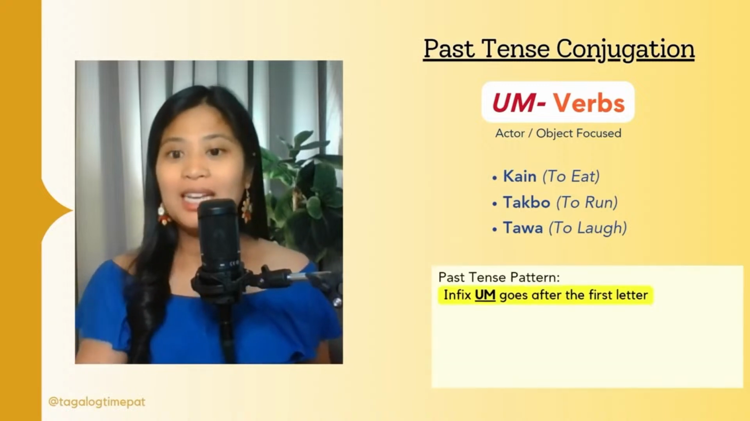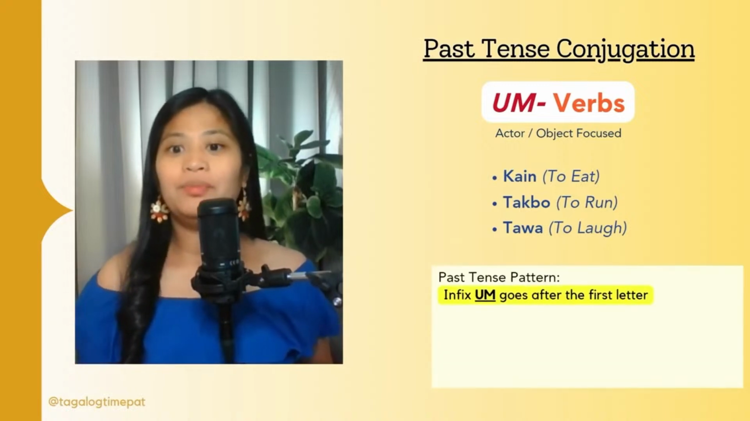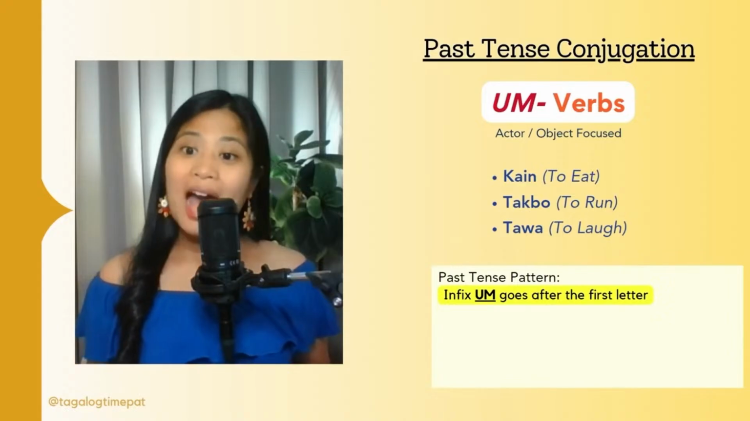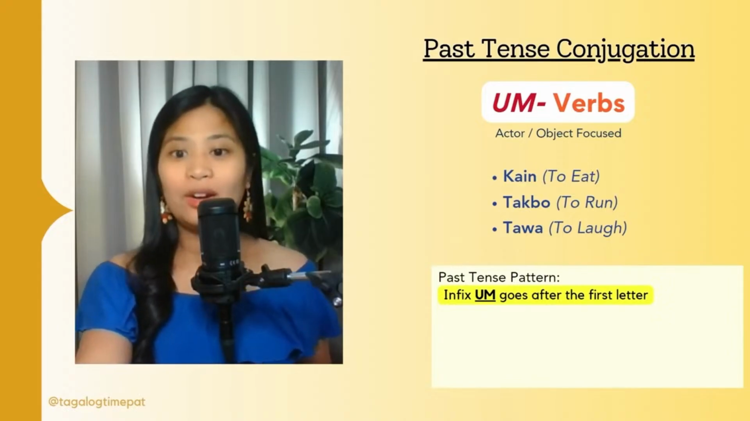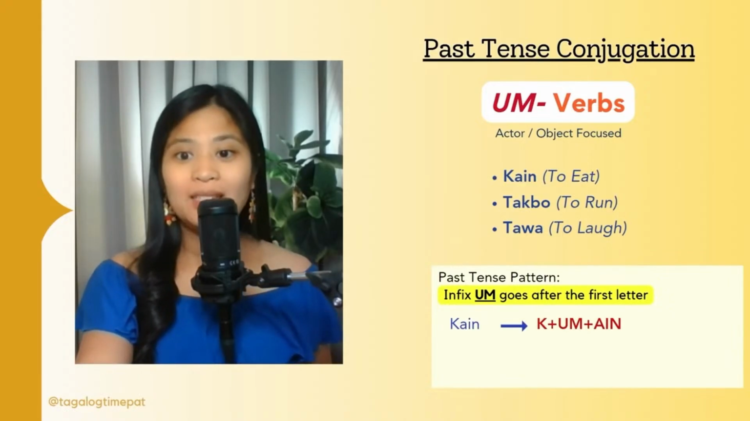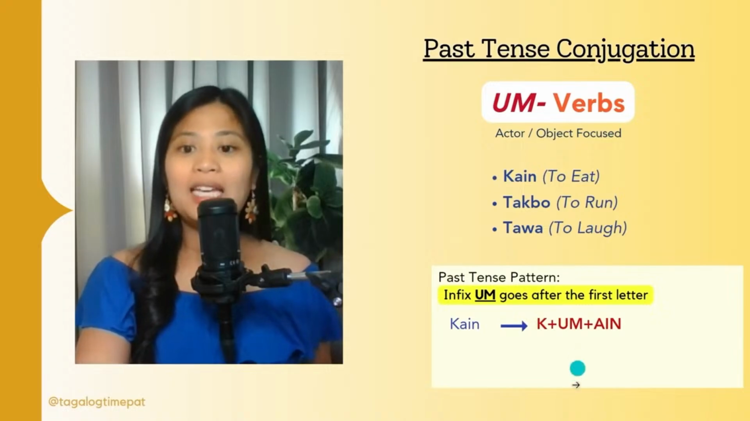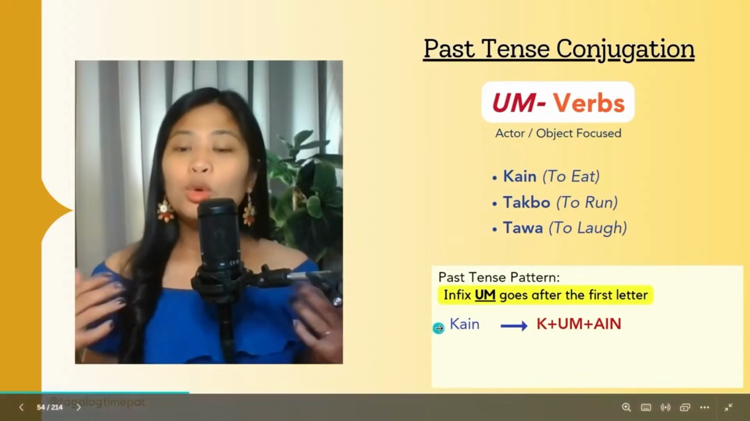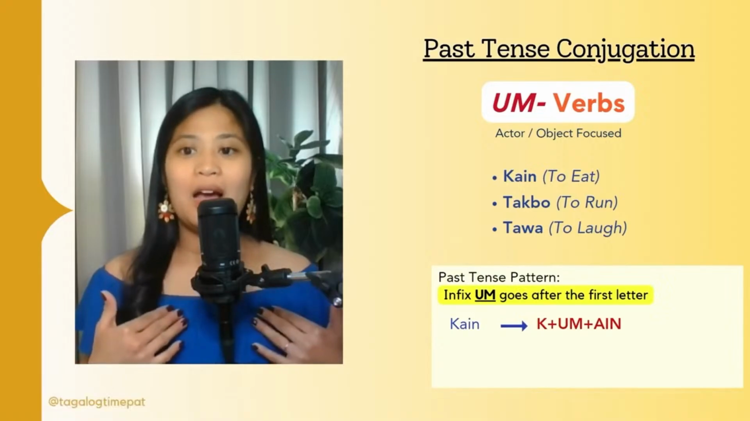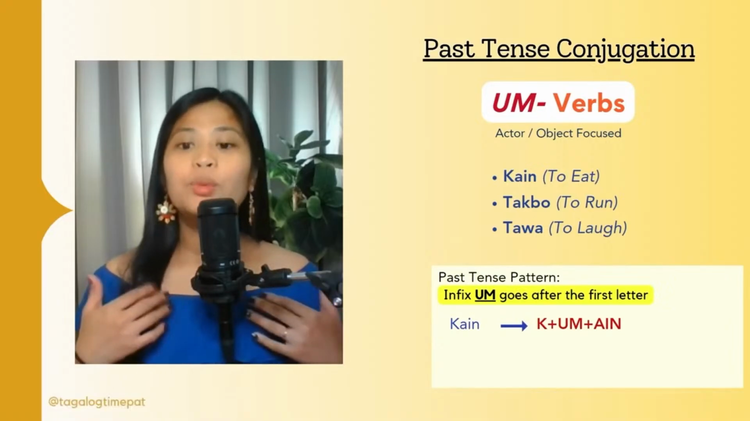But in the past tense, this is the pattern. So um goes after the first letter when you're using it in the past. For example, kain, to eat, becomes kumain. Kumain ako, I ate.